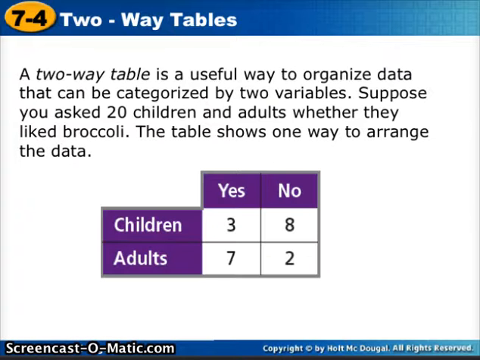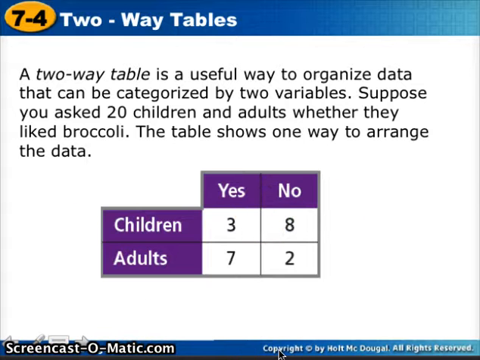A two-way table is a useful way to organize data that can be categorized by two variables. Let's say you ask 20 children and adults whether they like broccoli. This table shows one of the ways that you could arrange the data, with a row for children and a row for adults.